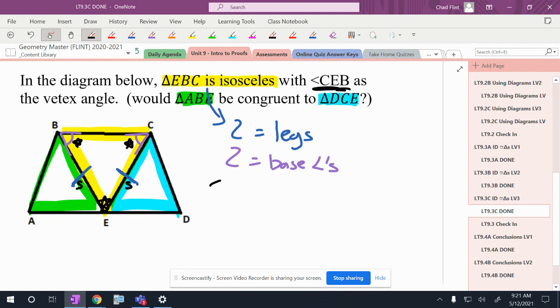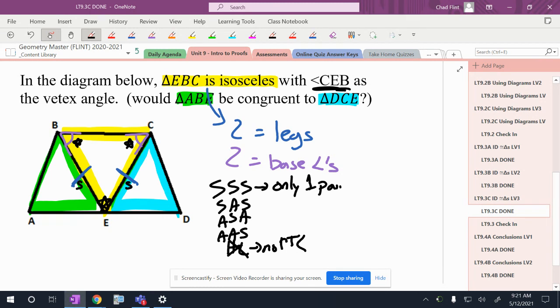So with this right here, here's my 5 things. Whoops, I wrote those wrong. Let me fix that one. There's no right angle. That's out. There's only one pair of sides. So those two are out. And there's absolutely no pairs of angles. So those are out. These are not congruent.